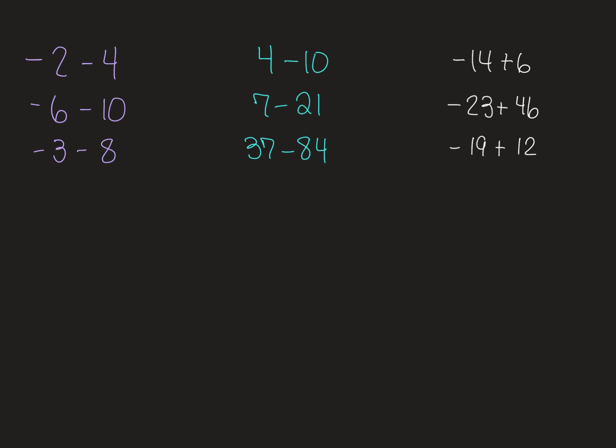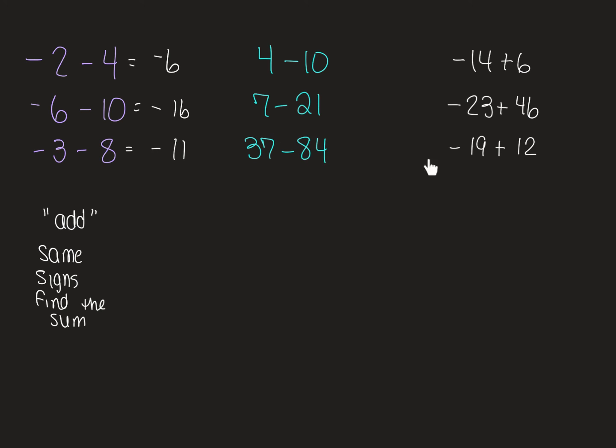All right, let's do a little review of positive and negative numbers. So what I was saying earlier in the video, if you see the signs are the same, you're going to find the sum, which means you're really adding the digits. Same signs, find the sum. So we're going to say 2 plus 4 is 6, but it happens to be negative. 6 plus 10 is 16, but it's negative. 3 plus 8 is 11, but it's negative.